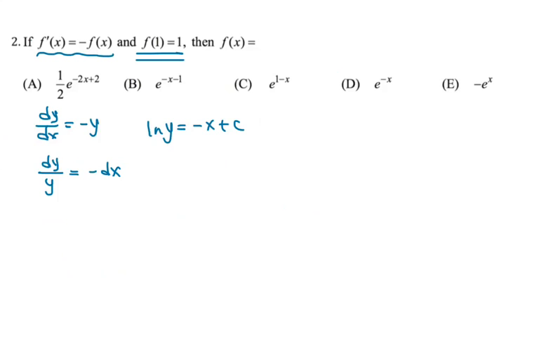Then I should be able to plug in 1 for both. Then we end up getting ln of 1, which is equal to negative 1 plus c. ln of 1 is equal to 0, so we realize that c must be equal to 1. Then ln of y must be equal to negative x plus 1. When you raise both sides as an exponent of e, we get y equal to e to the negative x plus 1. So anything equivalent to that would be our answer, which is choice C.